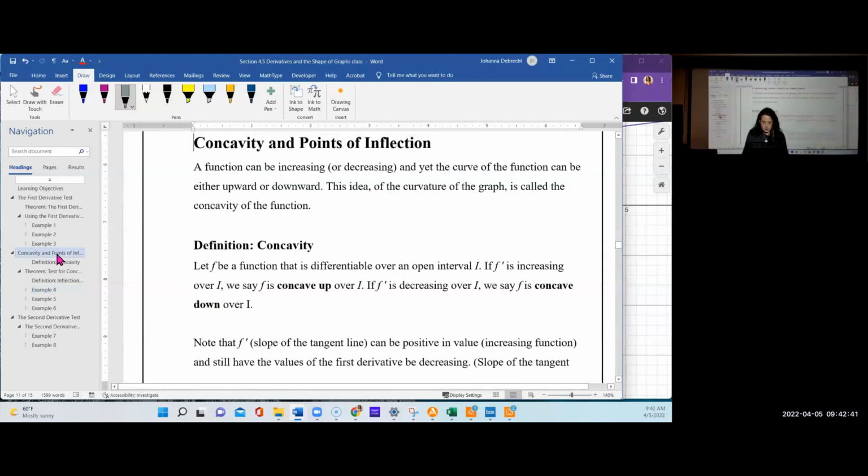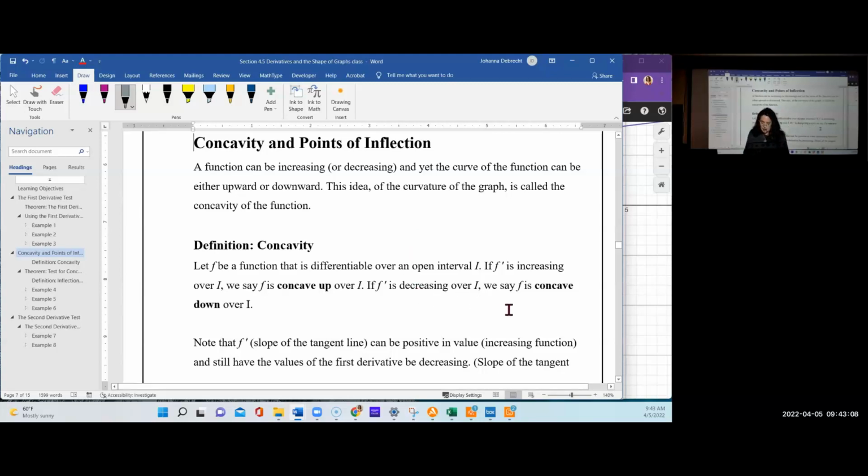And we're going to add to our example there. So concavity and points of inflection. What are points of inflection? Inflection is where it changes concavity. So you may have a concave down and a concave up, and that point where they connect is called the inflection point. So the inflection point is where the concavity changes or the curvature changes.